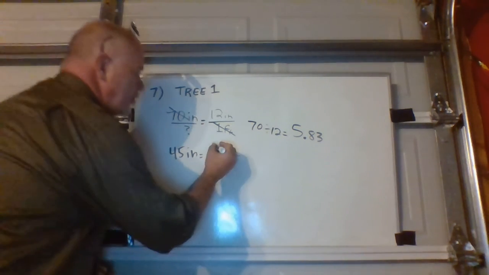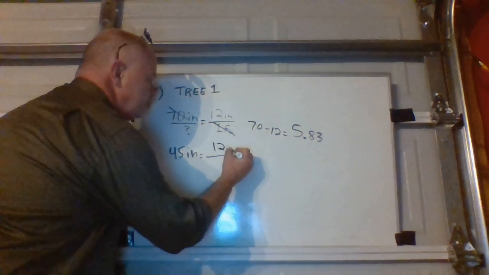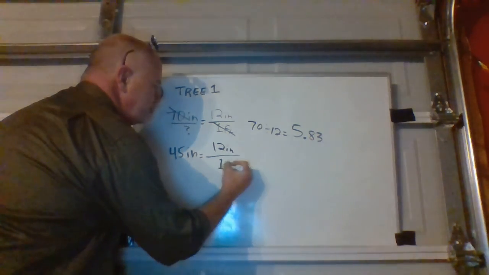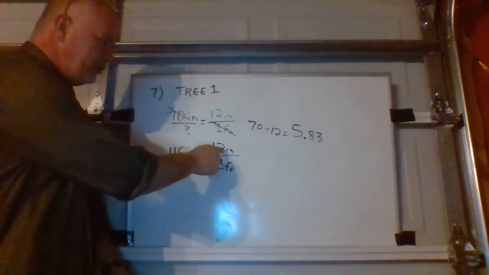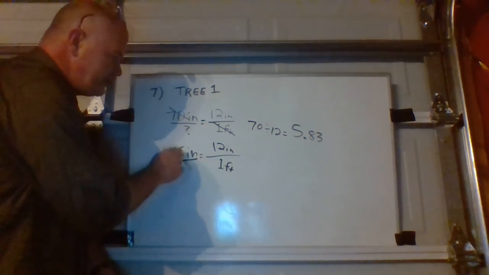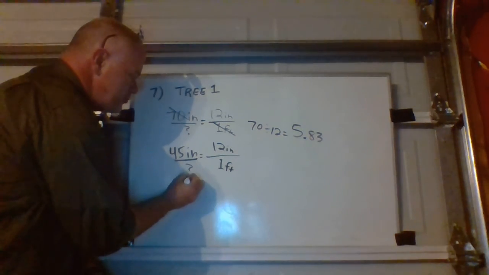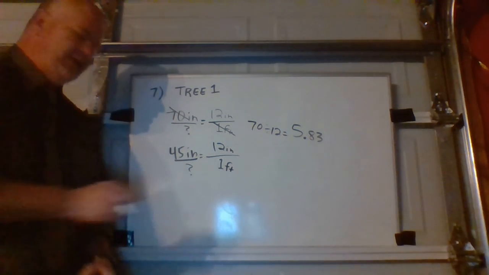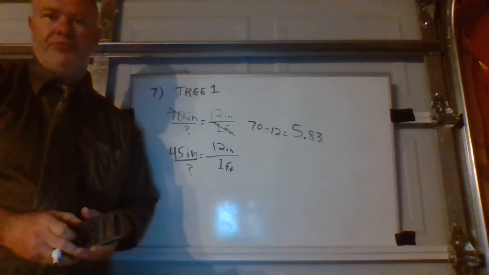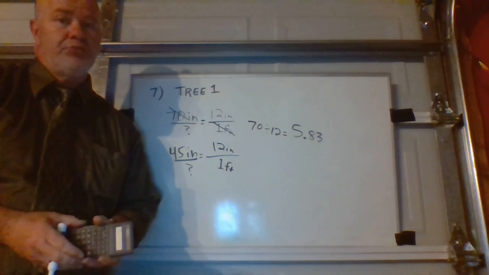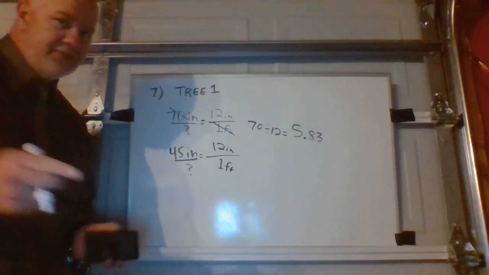We know that there are 12 inches in 1 foot. We know inches goes on top here because we have inches on top over on this side. And we're finding this missing piece. Our next step here is to cross multiply and then divide.